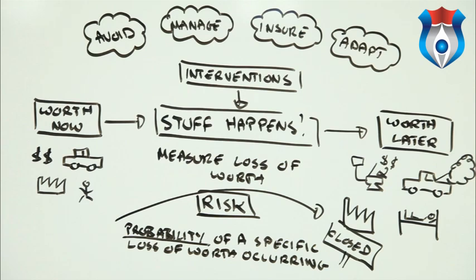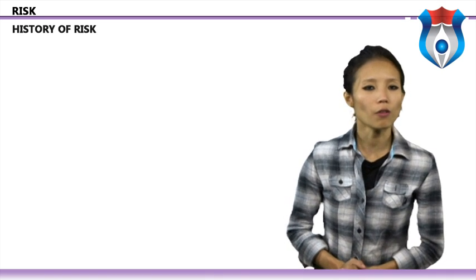Risk is not the possibility of something going wrong. Instead, it's the probability of a specific bad thing happening. And because of this, it allows the pros and cons of different risk avoidance, management, and adaptation measures to be weighed against each other. Let us now study the history of risk.